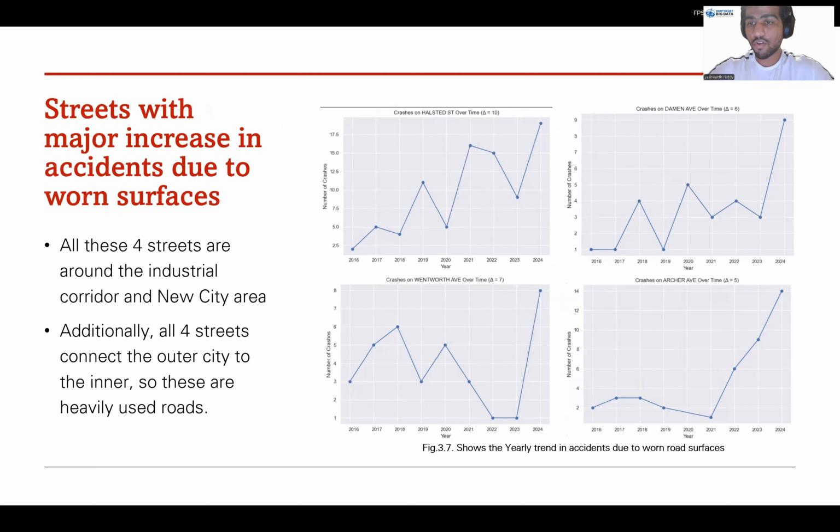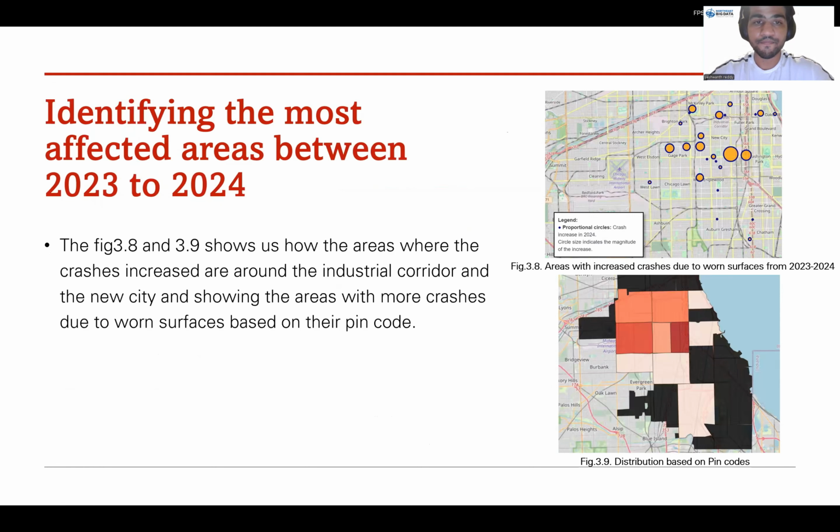And here, as we talked before, Archers Avenue can be visible here, and it has had a gradual increase ever since 2021, and it kept increasing since then. And other streets depict the same kind of problem too for worn surfaces. And these major streets also follow the trail from the outer part of the city to the inner part of the city. So they are under heavy load 24/7. We have to keep that in mind.